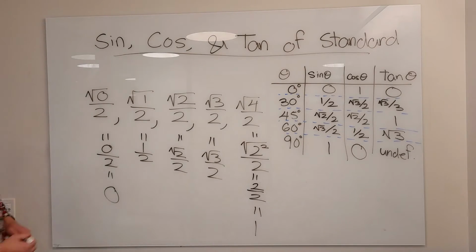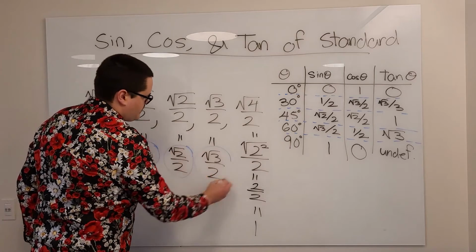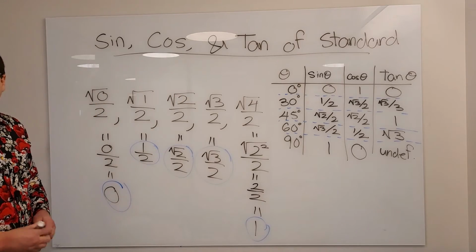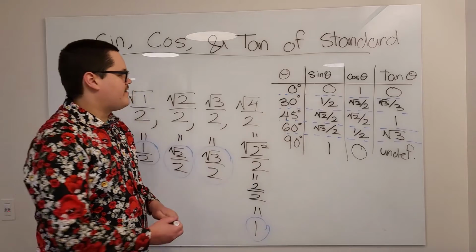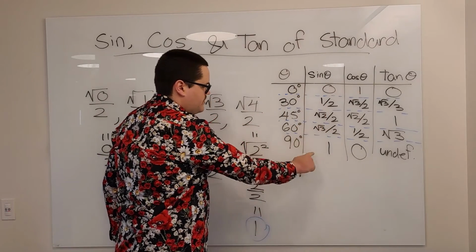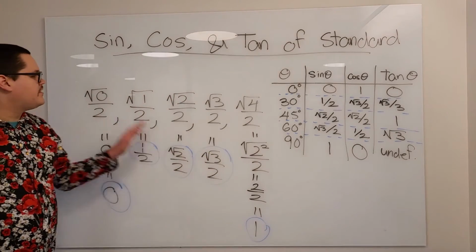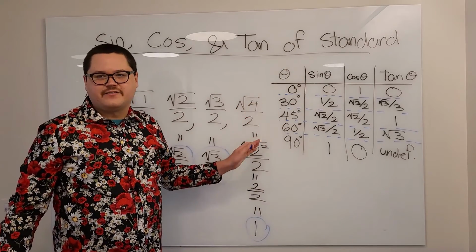These 5 numbers are 0, 1/2, root 2 over 2, root 3 over 2, and 1. And these 5 numbers appear in the first column going down. 0, 1/2, root 2 over 2, root 3 over 2, and 1. So if you can remember this pattern, you can remember sine of these 5 basic angles.